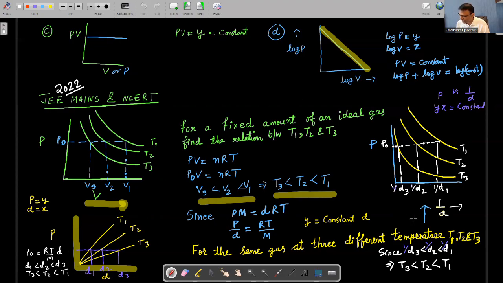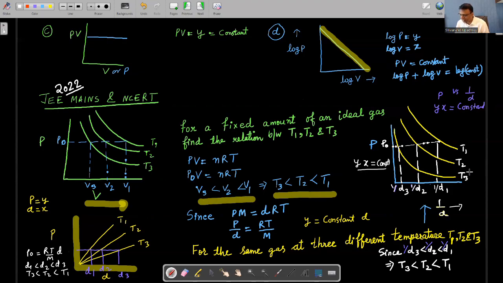We know that for an ideal gas, PV is equal to nRT or PM is equal to dRT. So from here, I can write that pressure upon density is equal to RT by M. Pressure is on the y-axis and 1 upon density is on the x-axis, so y into x is constant. That's why this graph is a rectangular hyperbola.